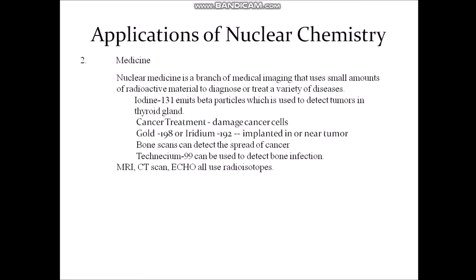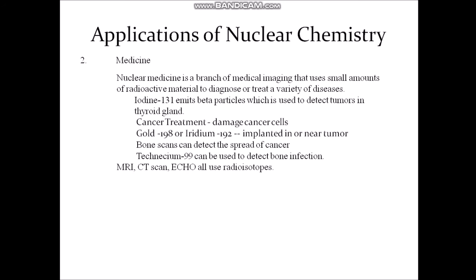Iodine is very important for thyroid glands. So if you use a radioactive isotope of iodine, which has a mass number of 131, these emit beta particles. And these beta particles can be detected by a specially made device, which can find the tumors in the thyroid glands.